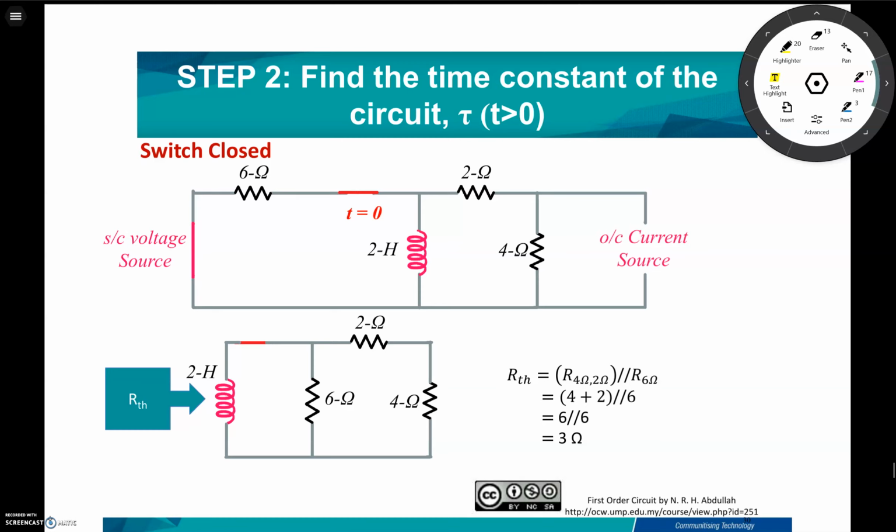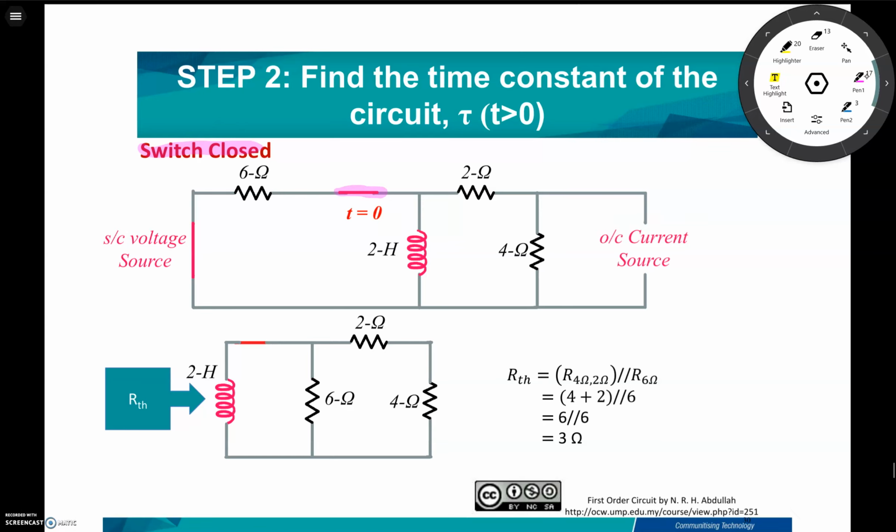In step 2, you have to find the time constant of the circuit, which is tau. This is the condition when t is more than 0. Remember that in a step response, when t is more than 0, there is a supply that exists in the circuit. Now the switch is closed. You have to draw the circuit when the switch is closed.